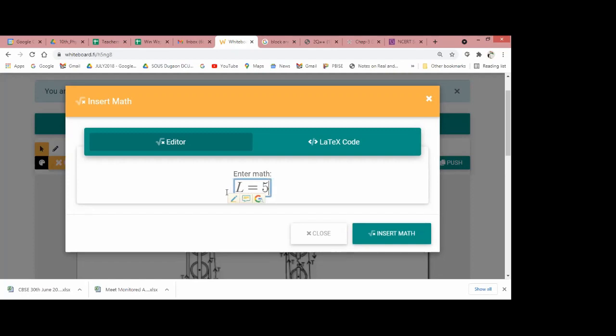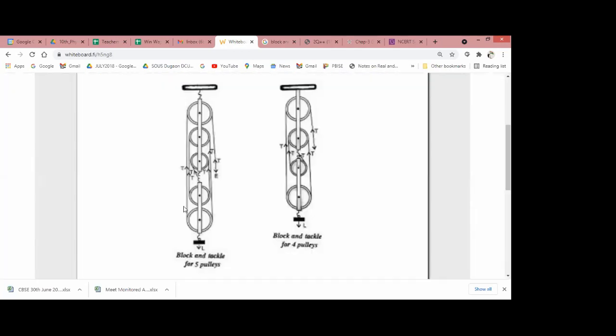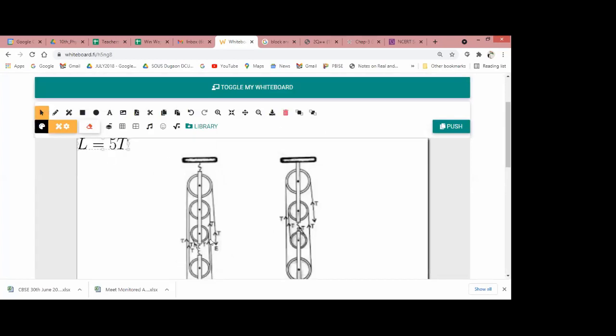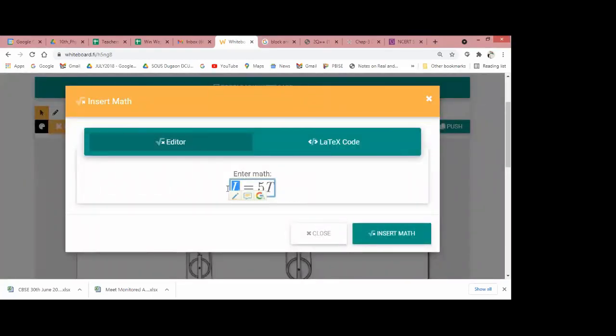In case of 5 pulleys, if you see again, as I said earlier, the load has been divided into 1, 2, 3, 4, and 5 strands. And there is only one strand for the effort, which is the free end. So the effort end is one end only, and it is a free end, balanced with only one tension.